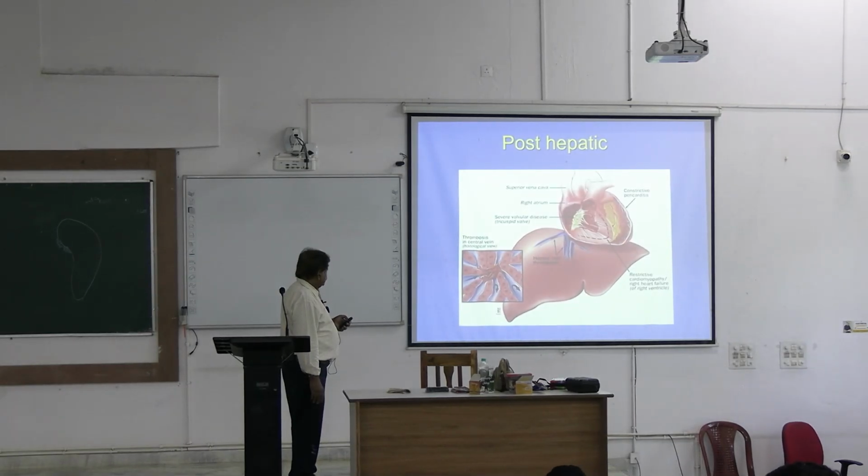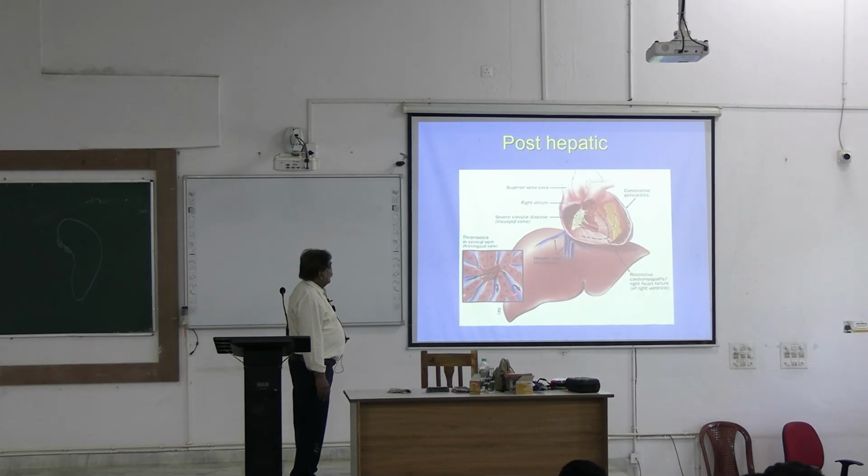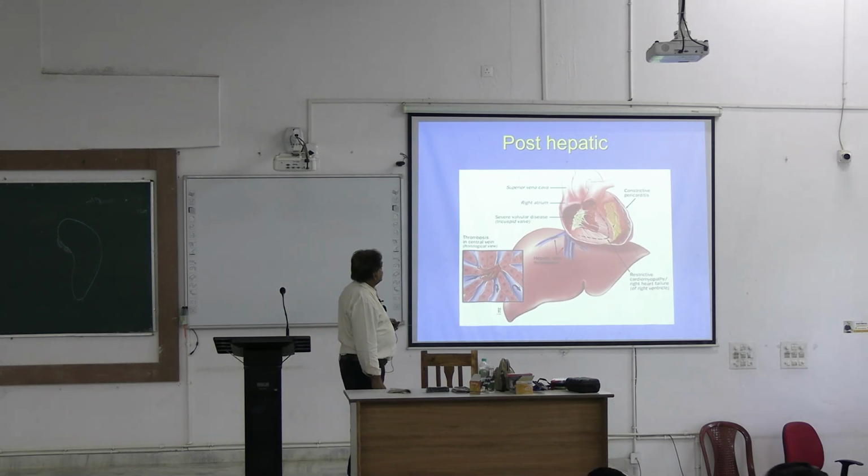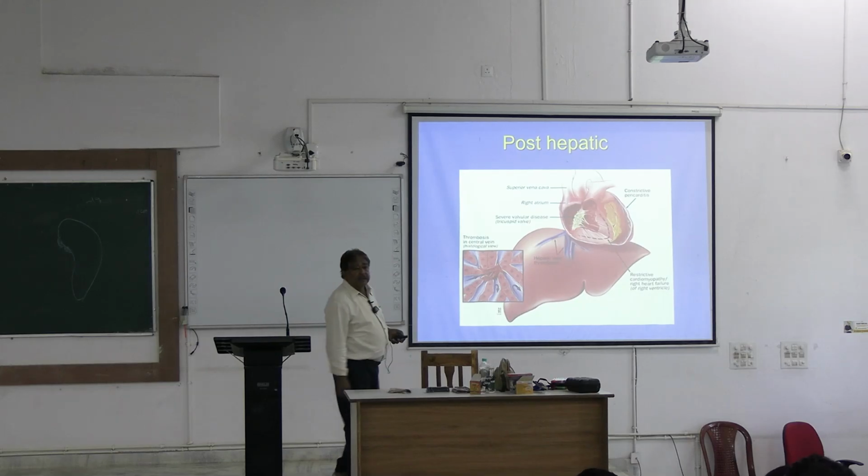Post-hepatic, you can see thrombosis in the central vein of the liver, histological view. This is the histologic view of the liver. Now, hepatic vein thrombosis, severe vascular disease, superior vena cava right, constrictive pericarditis, and restrictive cardiomyopathy, right heart failure of the right ventricle.